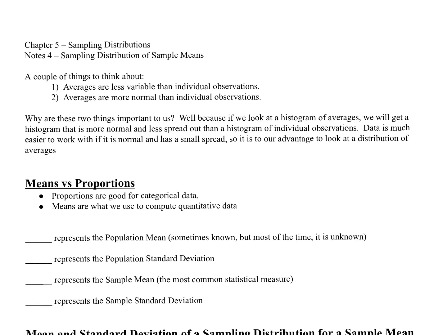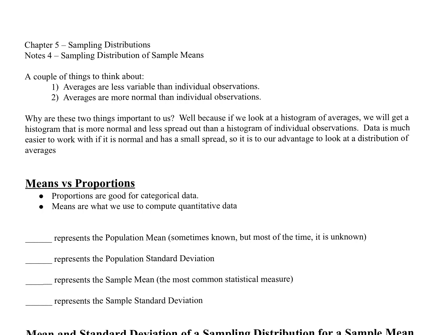So in section 4, we're going to start talking about sampling distributions for sample means, just like we did with proportions. A couple things to just keep in mind when we talk about means. Averages are less variable than individual observations, and they are more normal than individual observations. So there are a couple upsides to means than proportions.